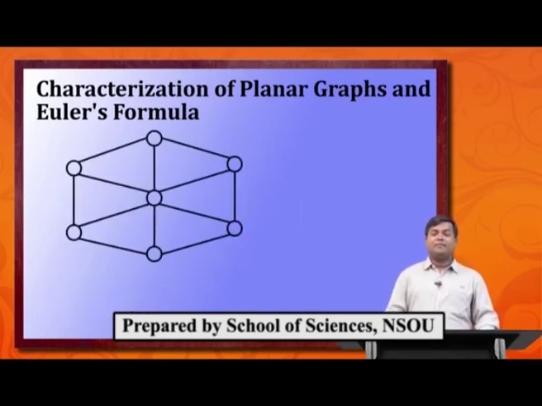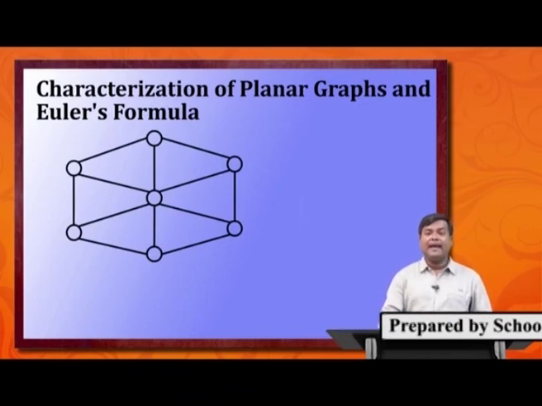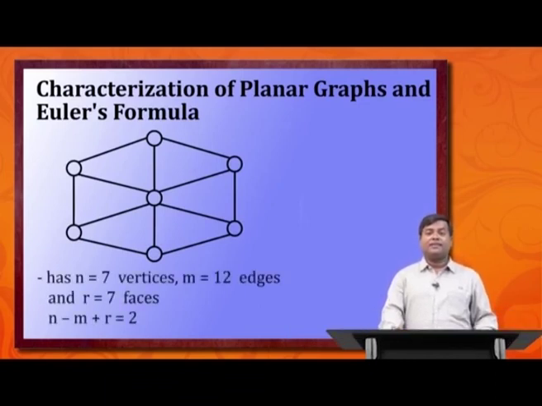If we take another example, which is again a plane graph, and it has 7 vertices, 12 edges and 7 faces, here also if we check n minus m plus r, that remains 2. So if you take any other plane graph and try to find this expression n minus m plus r, you will always see the value equals 2, but the only condition is that it should be a connected plane graph.